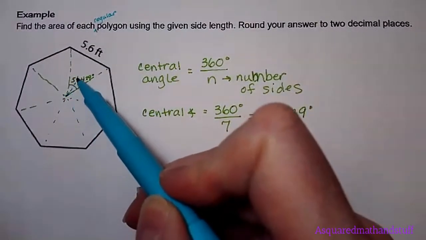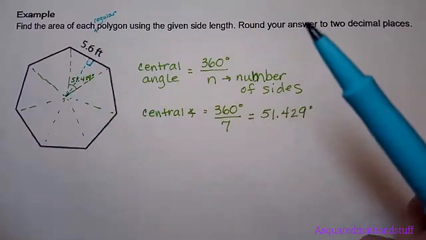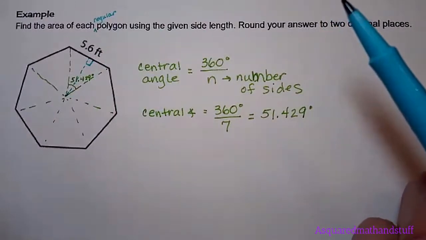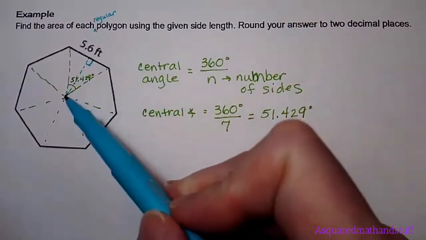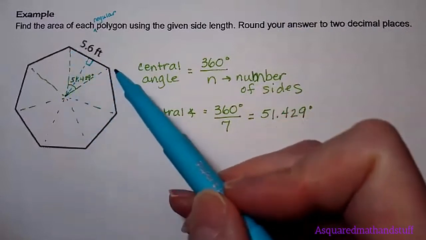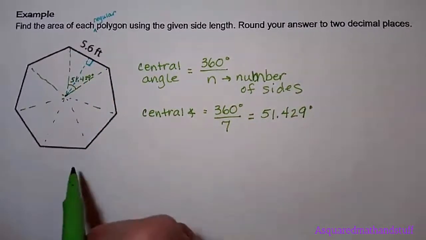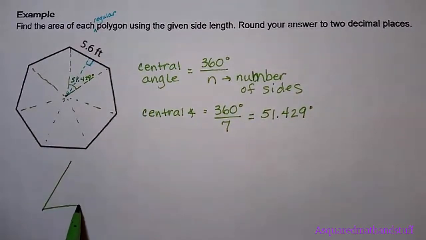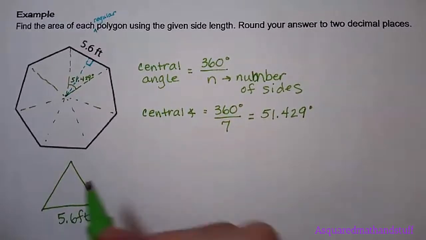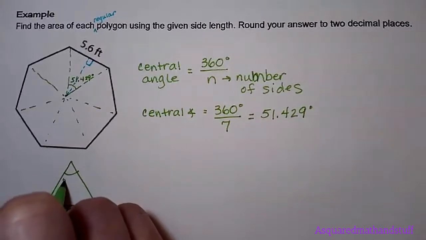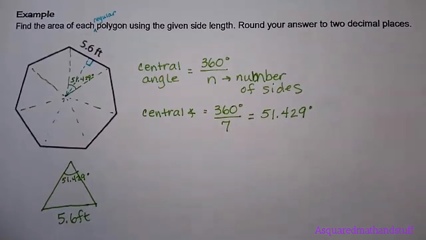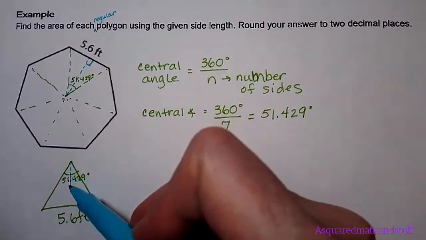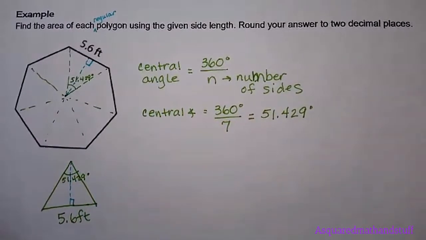So dropping the height of this triangle, we create a right angle, which creates a right triangle. And once we have a right triangle, we can work with our trig ratios, our sine, our cosine, and our tangent. So I'm going to take this triangle that I have up here and redraw it. Let's draw it here. We have our 5.6 feet, and we had this angle of 51.429 degrees. And then I'm telling you to drop the height. Dropping the height, we get a 90-degree angle.